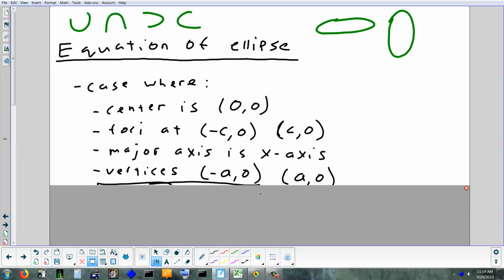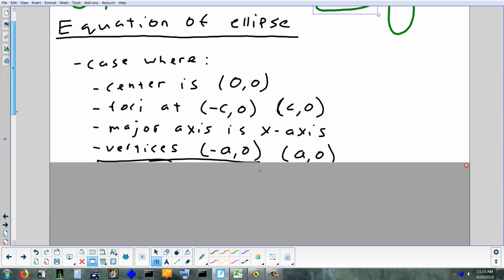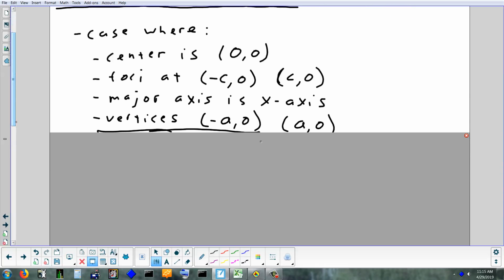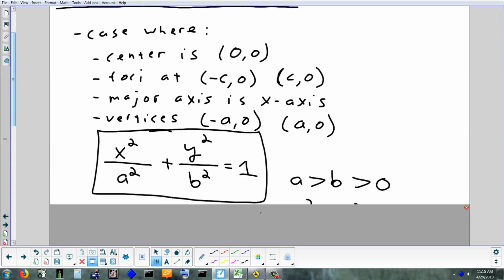And this is the particular case where the major axis is going to be horizontal. So remember I said there's 2. The major axis can be vertical, or the major axis can be horizontal. This one is horizontal. And that's your equation. Little different from a parabola.